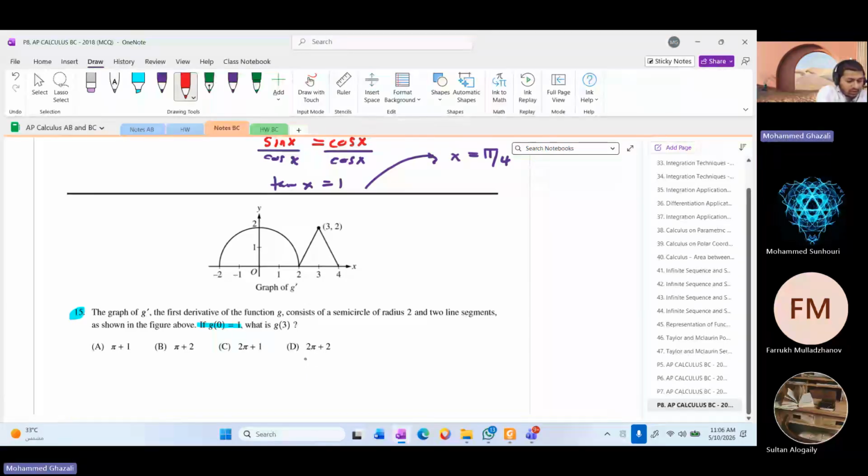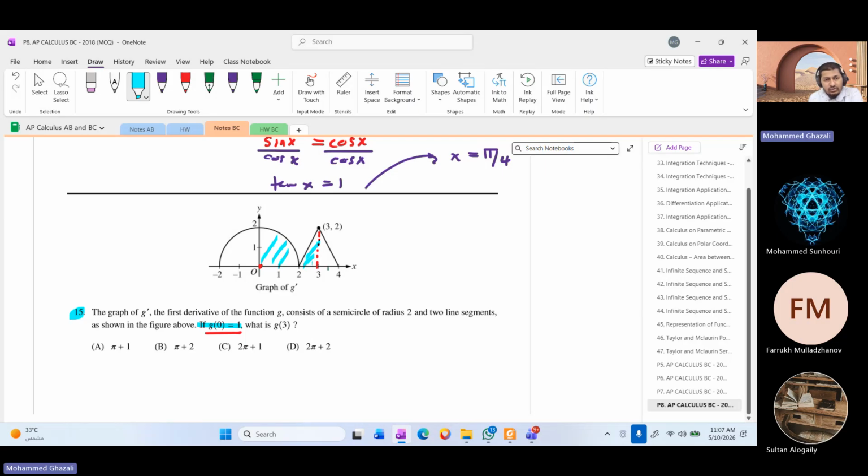Okay. What is the value of C? Now, how are we going to solve that? They told us g(0) equals 1, which means that's the initial value, right? So we're integrating from g(3), so we're going to integrate from there to there. We're going to try to find the area of this one.